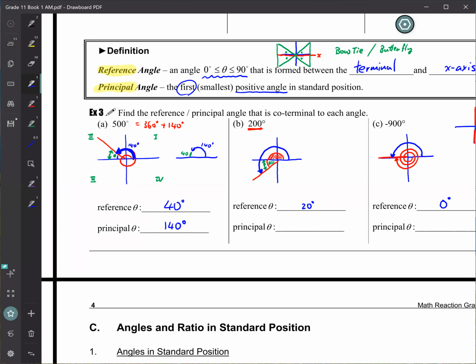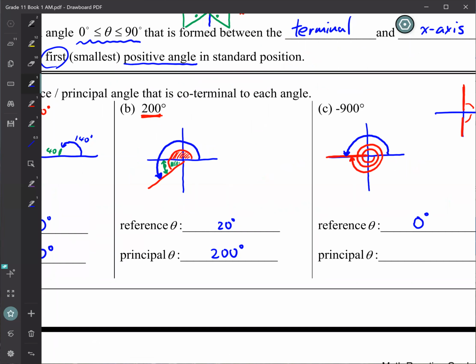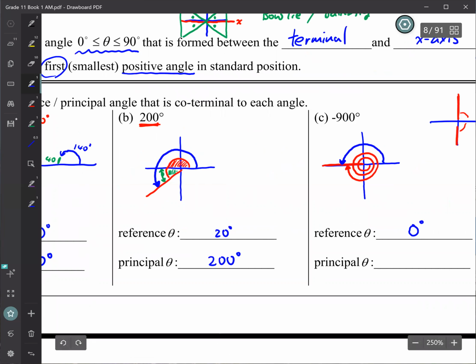Colin, what's your principal angle for B? 200. Yep, 200. So you could also get the same thing, as long as you follow the definition. Brandon, you want to try C? No. Do you understand how I draw the blue lines? Yeah. Principal angle is starting from the initial and then you turn. When do you stop? It's 180. Yes. You just stop until it hits the arm.